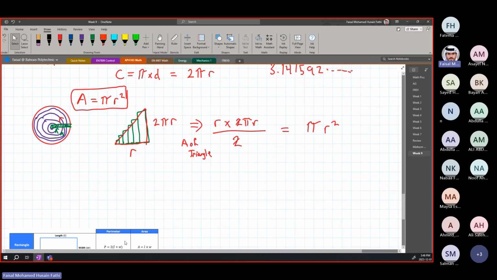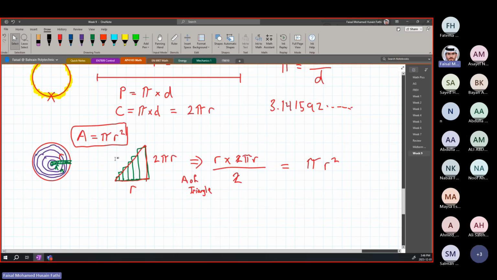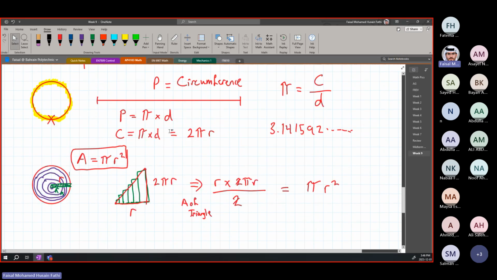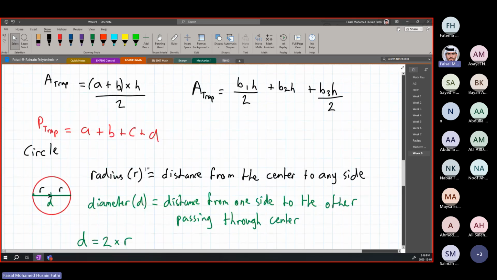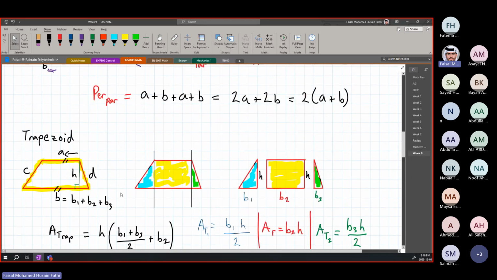Again, you don't need to memorize or understand any of this. This is just for clarification. I hope it helps. I just wanted to show you the idea. There are a lot of different ways you can do this, but this is one of the ways you can show that the area of a circle is equal to pi r squared.